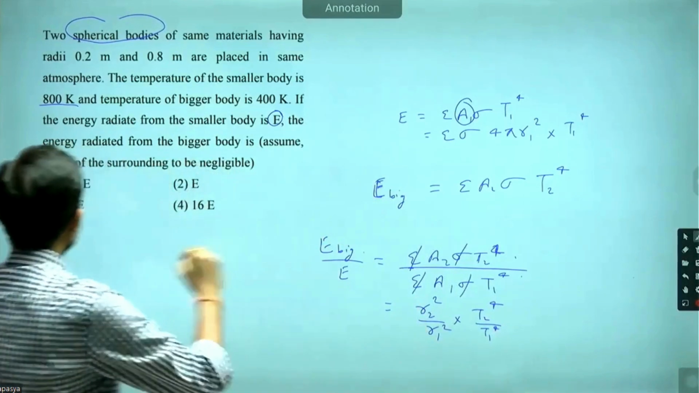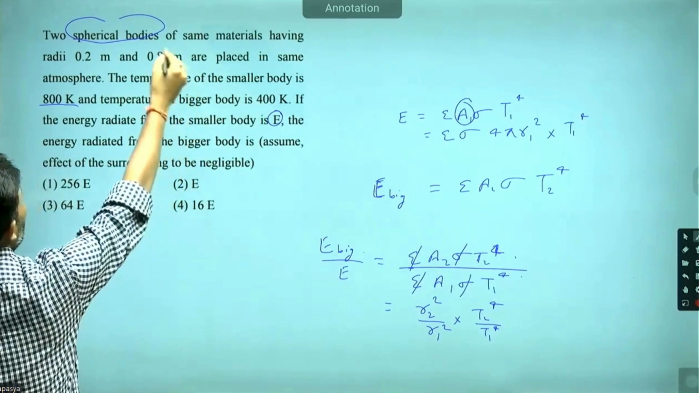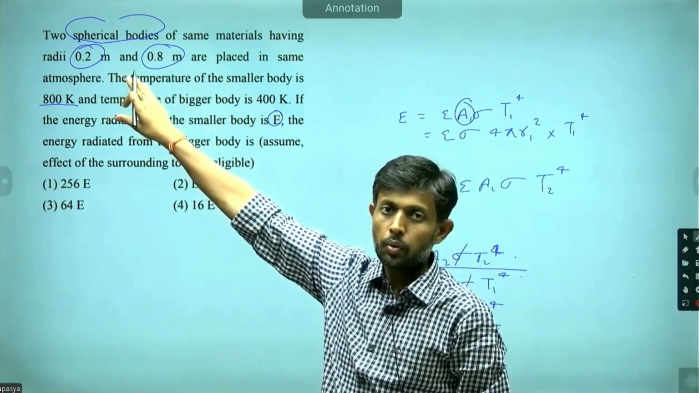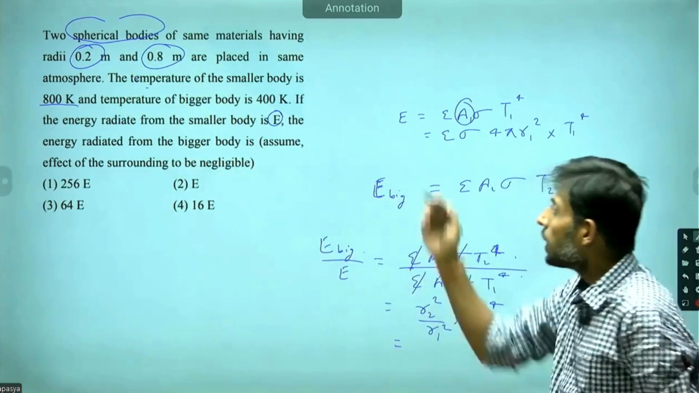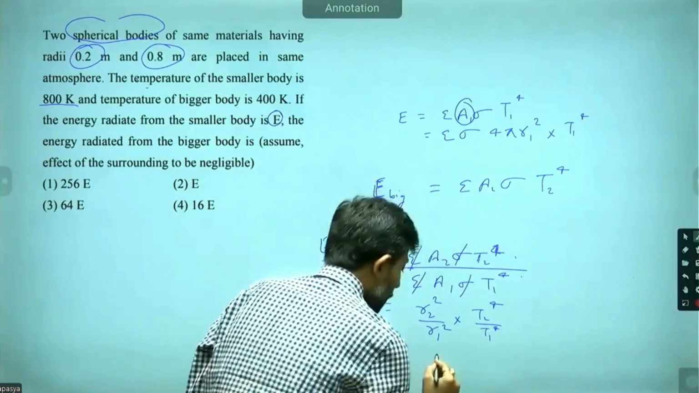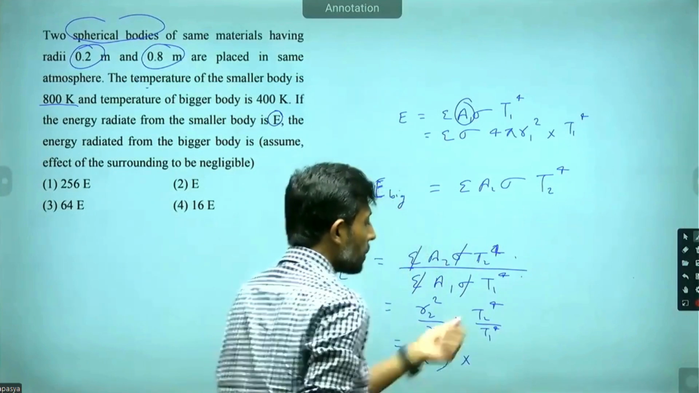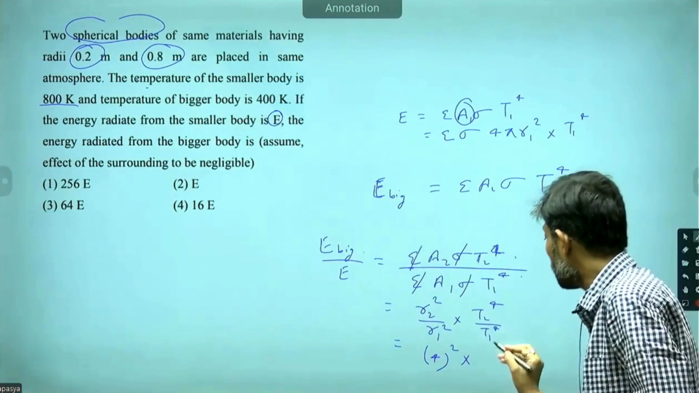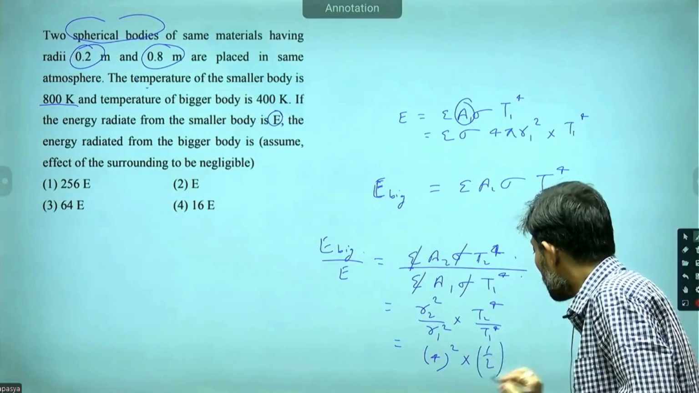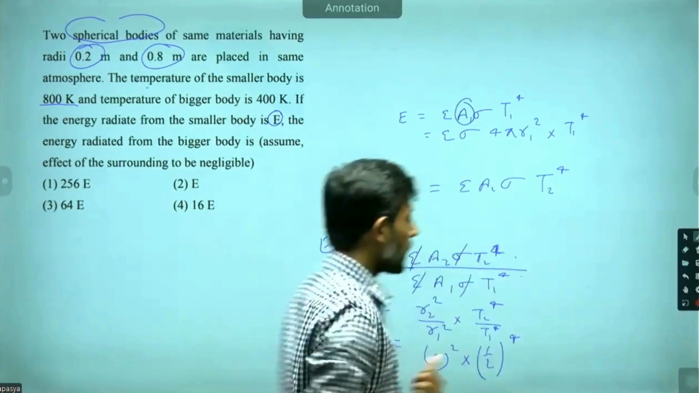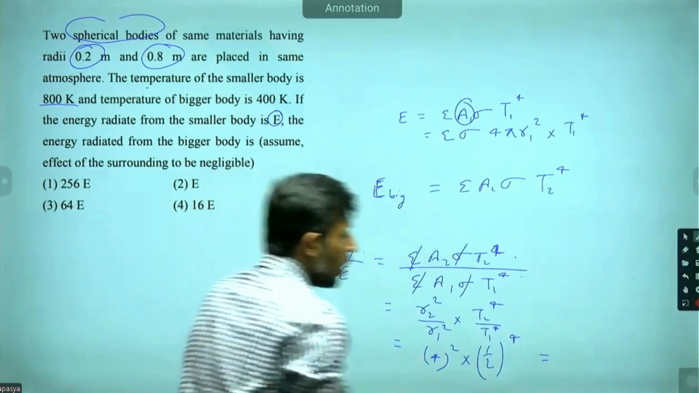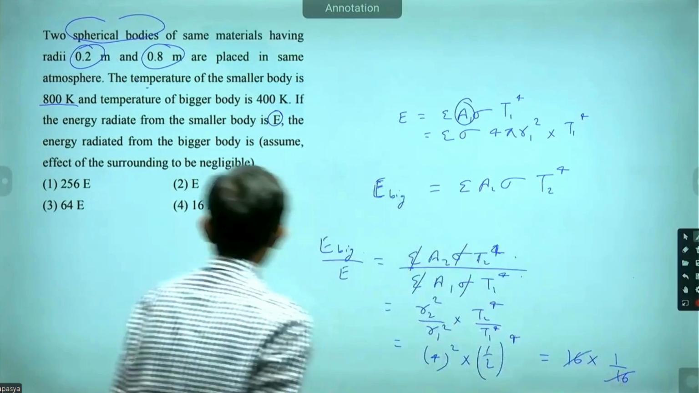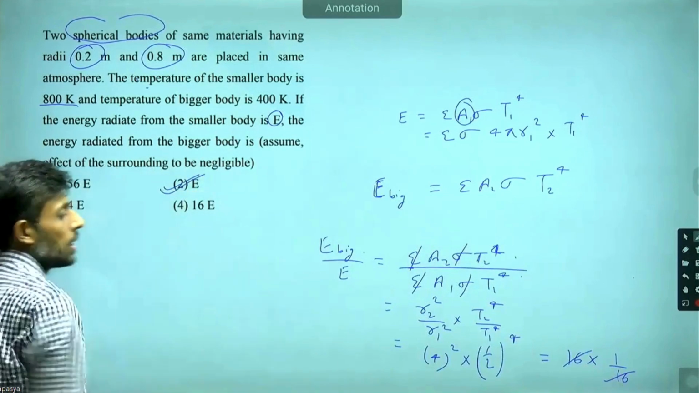R2 upon R1, let's check that out. The second radius is 0.8 and the first radius is 0.2. So R2 upon R1 is 0.8 upon 0.2, that's 4. So we have 4 squared multiplied by T2 upon T1. Well, T2 is smaller than T1, so we have 400 by 800, that is 1 by 2. But this is raised to the power 4. You solve this and you get the value. 16 multiplied by 1/16, this gets cancelled, and what you get is the answer.